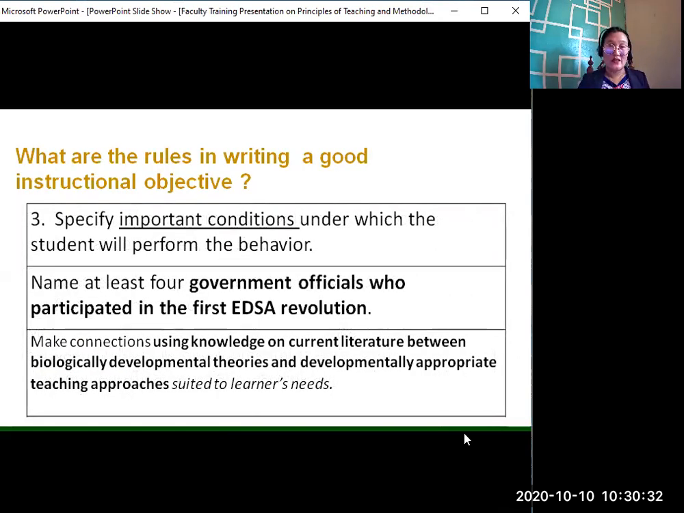A good instructional objective also specifies important conditions under which the student will perform the behavior. Setting important conditions provides clear boundaries and limitations, hence making the instructional objective specific. So we have here important conditions provided in the examples: government officials who participated in the first EDSA revolution. And the other important condition in the second example is suited to learners' needs. We could also use the knowledge of current literature between biologically developmental theories and developmentally appropriate teaching approaches.